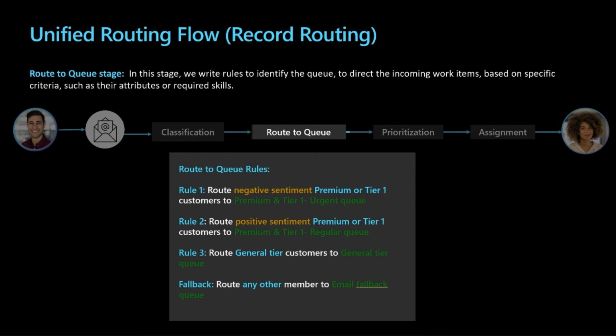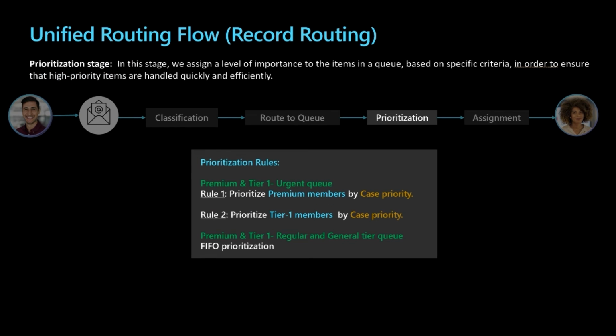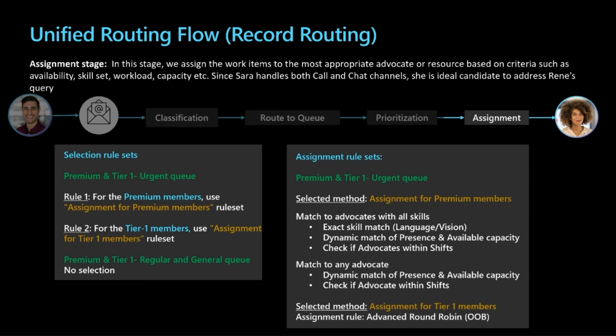In the route to queue stage, we write rules to identify the queue. Based on the information from classification stage, we write rules to direct negative sentiment premium customer to urgent queue, positive sentiment premium customers to regular queue, etc. In the prioritization stage, rules can be used to prioritize the cohort of customers ahead of others within the queue. During the assignment stage, the service requests are prioritized and then assigned to the agent based on the nature of the work, related entities, agent skills, and the current state of the agent workforce in terms of availability and workload.